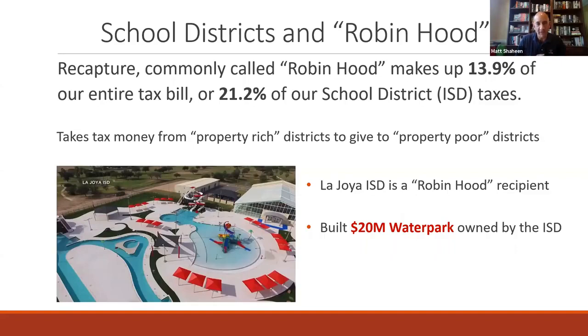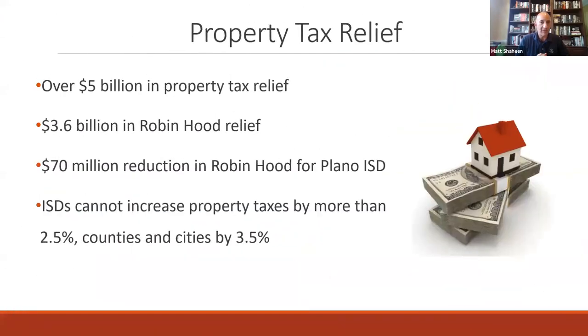Ever since I've been in office, my first year in the Texas House being 2015, I've been working to reform Robin Hood. And Shelby, if you go to the next slide, we were able to make some great advancements this last legislative session. In addition to property tax relief, we were able to reduce your ISD M&O property taxes by $5 billion. So we lowered that ISD M&O property tax rate. We also put in close to $4 billion for Robin Hood relief.